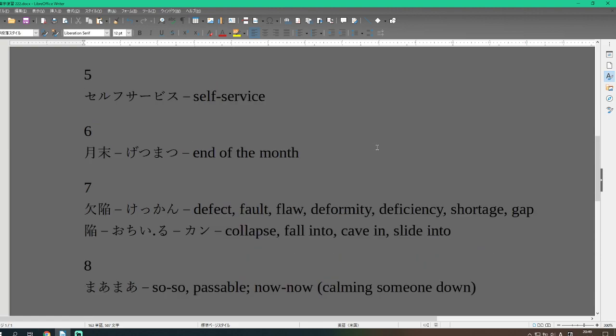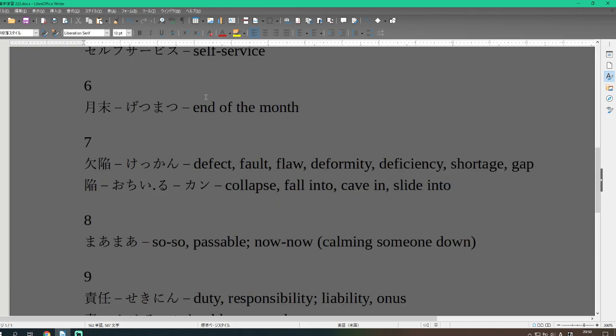It's just sefusabisu, which is self-service. The direct translation, if you can hear it, sefu is self. Sabisu. Sefusabisu is self-service.